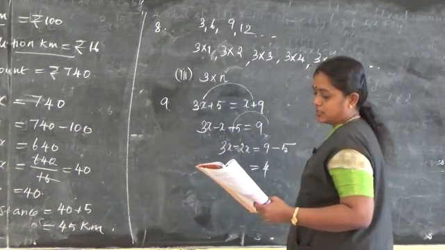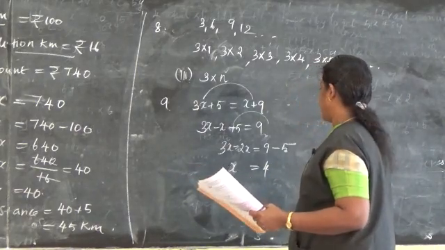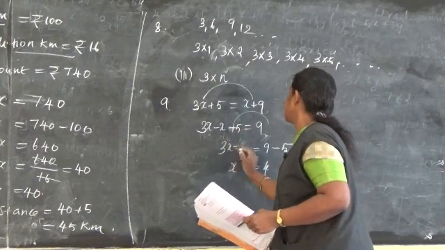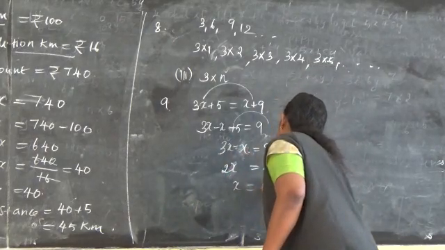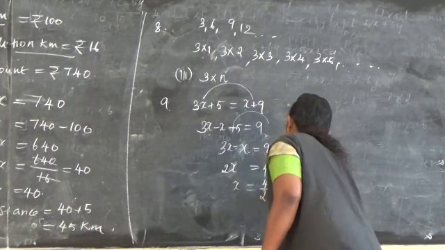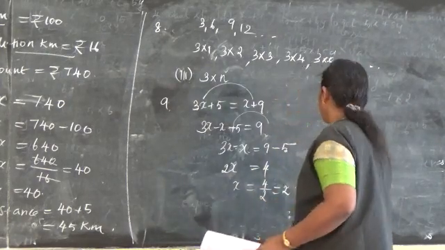So what is the answer? 3x minus x only is given. So 2x equal to 4, x equal to 4 by 2. Answer is 2. Option is the first one.